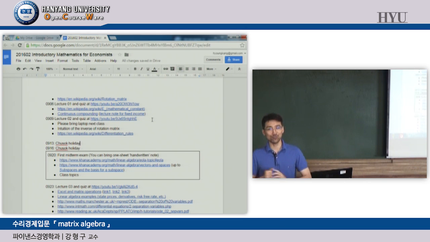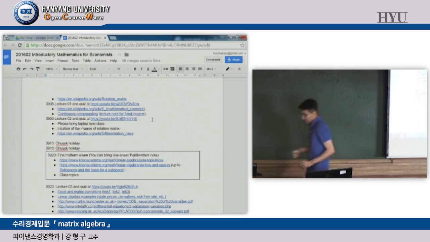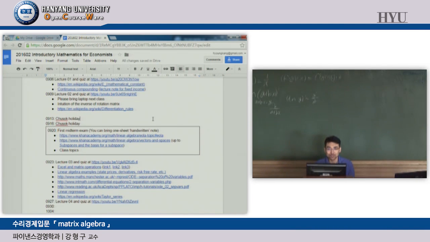We will use Excel to do some fun matrix algebra. We will do the practice. In Excel, you can do the matrix algebra. You can get inverse matrix and determinants and those things. Very fun. Okay.